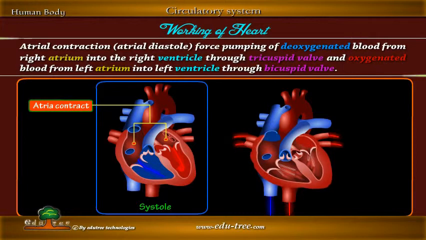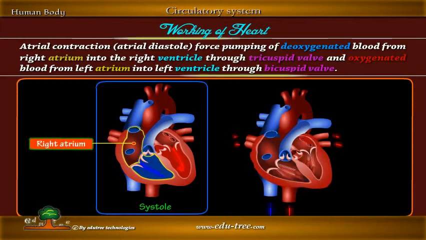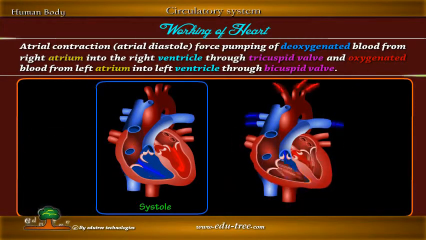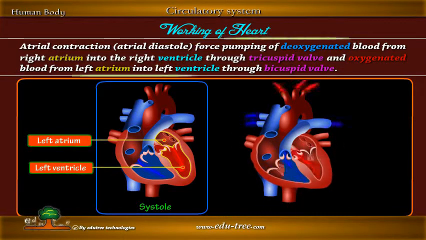Atrial contraction, also known as atrial diastole, forces pumping of the oxygenated blood from right atrium into the right ventricle through tricuspid valve, and oxygenated blood from left atrium into left ventricle through bicuspid valve.